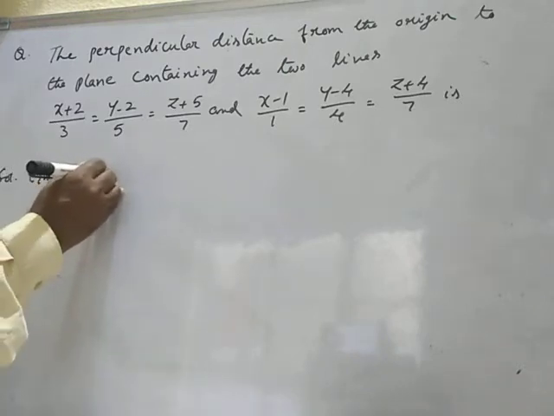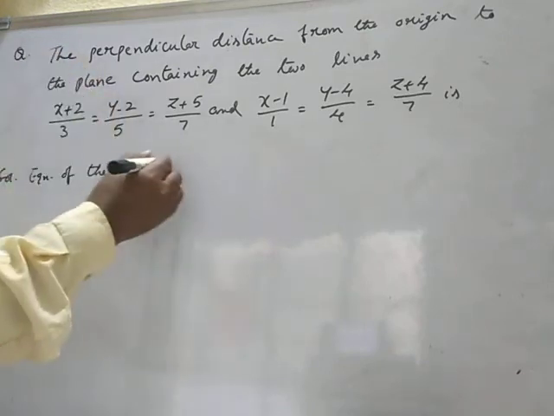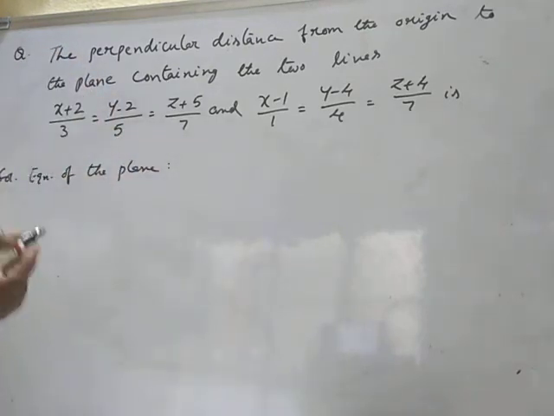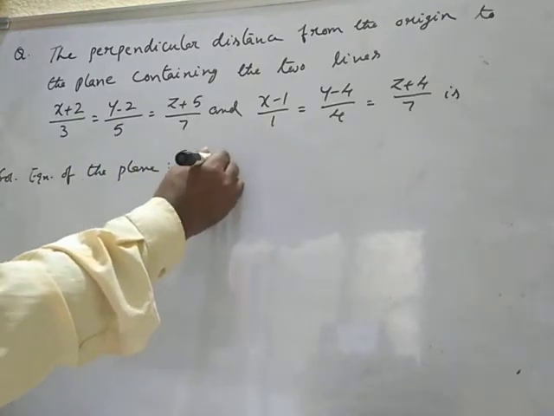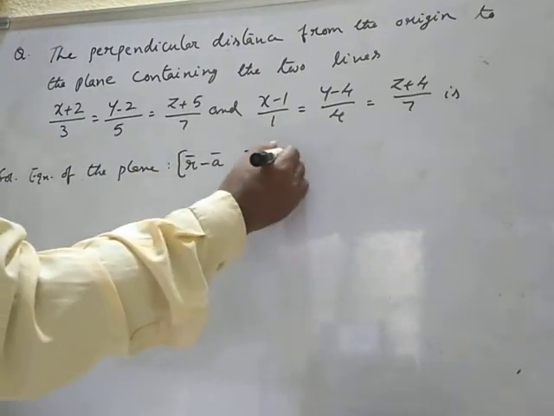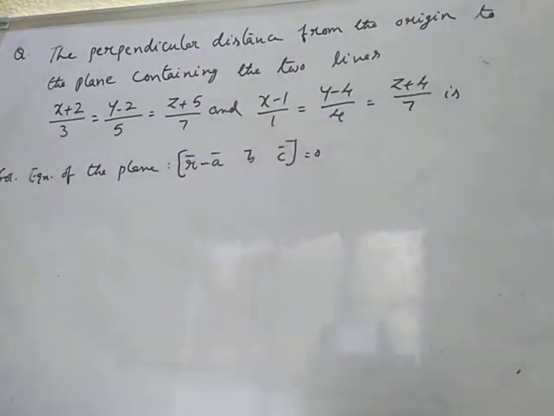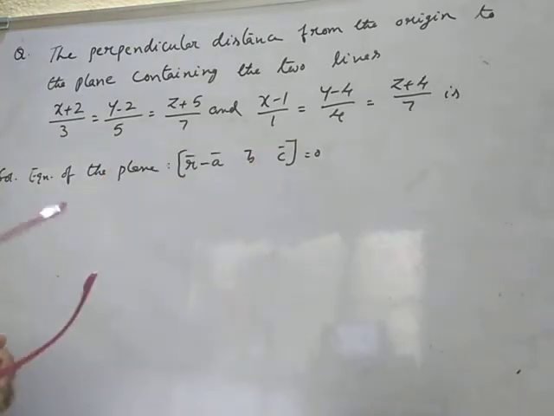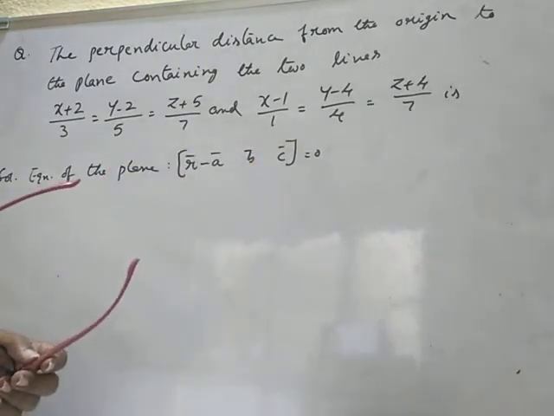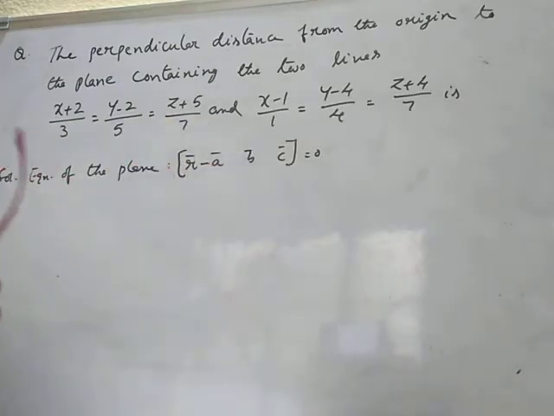the equation of the plane passing through a and parallel to b and c is the box product [r minus a, b, c] equal to 0. The equation of the plane passing through the point a and parallel to the vectors b and c is [r minus a, b, c] equal to 0.